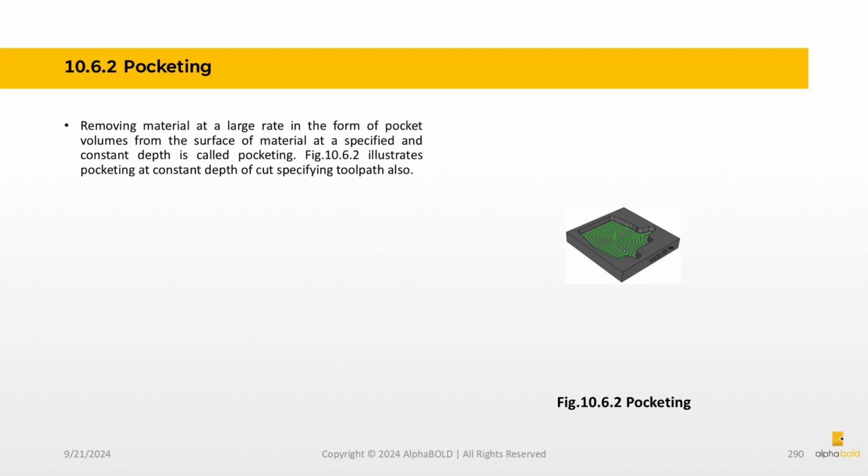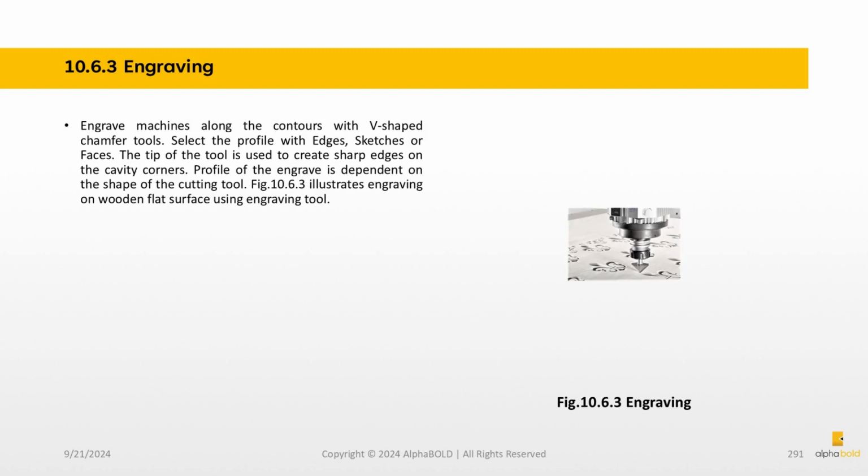Removing material at a large rate in the form of pocket volumes from the surface of material at a specified and constant depth is called pocketing. The example illustrates pocketing at constant depth of cut specifying toolpath also. Engrave machines along the contours with V-shaped chamfer tools. Select the profile with edges, sketches, or faces.